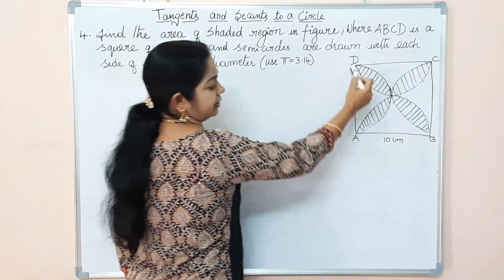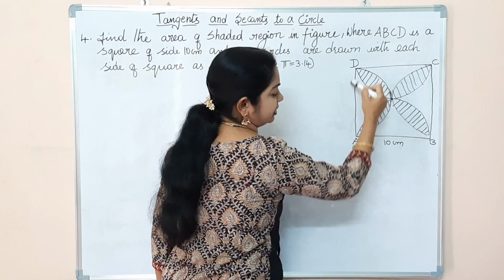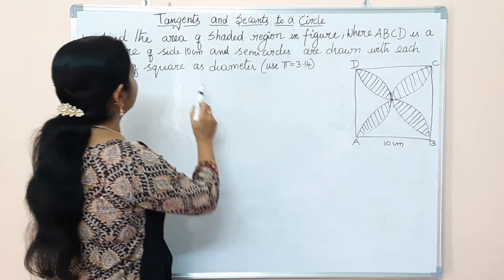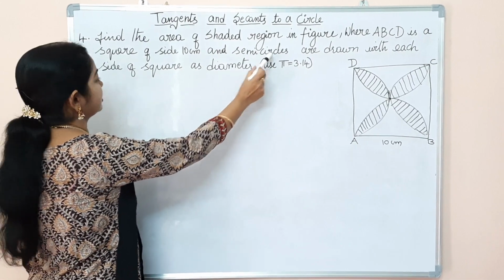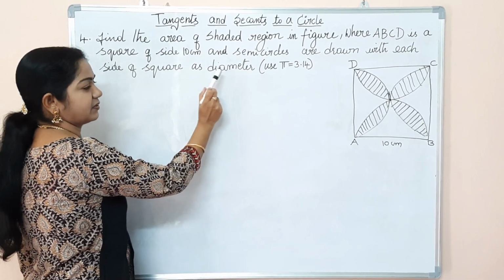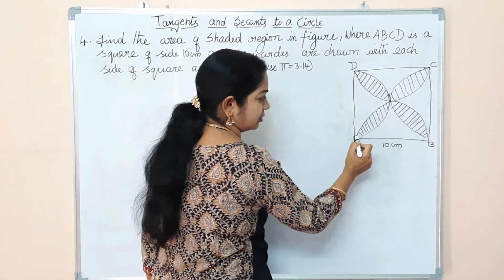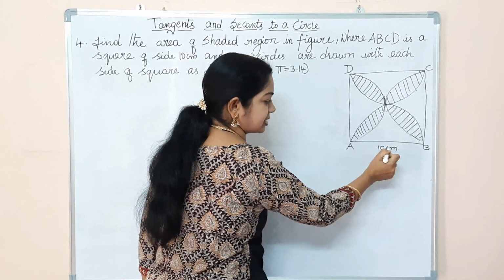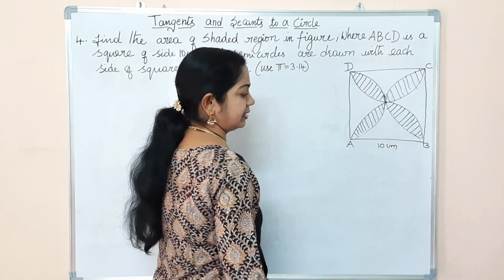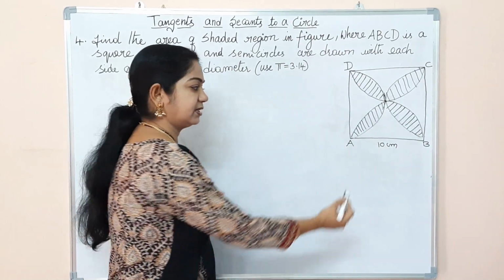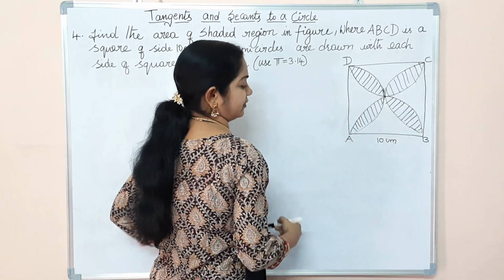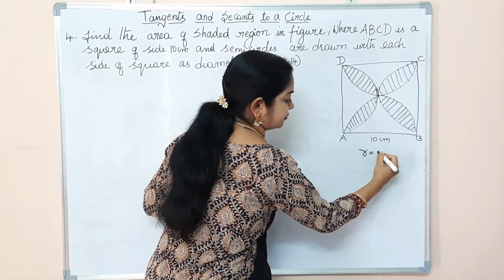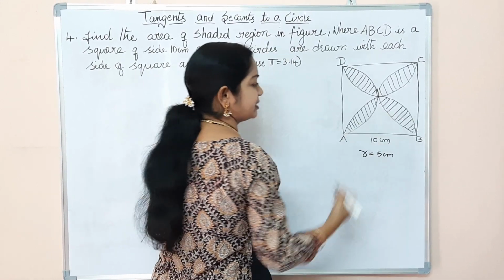Given that the side of the square is 10 centimeters. Also, it is mentioned that the semicircles are drawn for the side of the square as diameter. So, this is one semicircle. The diameter of the semicircle is the side of the square. That means it is 10 centimeters. And we can say that the radius is 5 centimeters. Okay. Radius 5 centimeters for the semicircle.